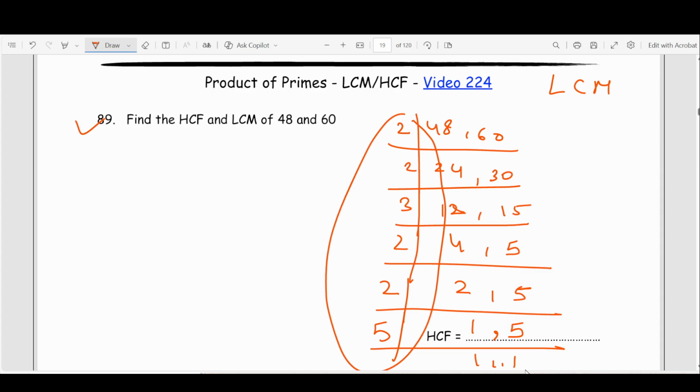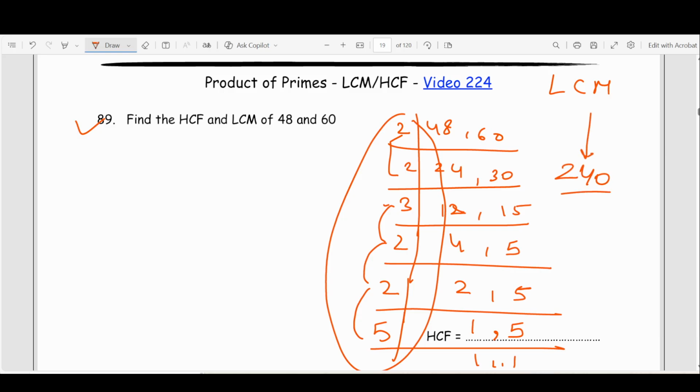So let's just multiply it. Basically, first we do 2 times 2, which is 4. Then we do 4 times 3, which is 12. And then 12 times 2, 24. Then 24 times 2, which is 48. Then 48 times 5. So that's how we got 240.